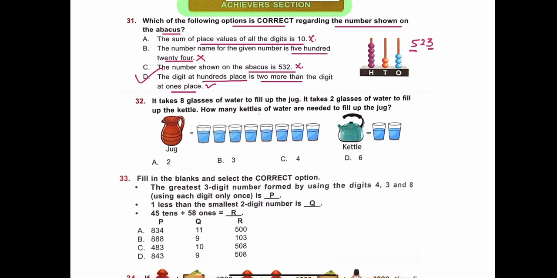Question 32. It takes 8 glasses of water to fill up the jug. So this is the jug and we need 8 glasses of this given water to fill it. It takes 2 glasses of water to fill up the kettle. Okay, so this is the kettle, it requires 2 glasses to fill up. How many kettles of water are needed to fill up the jug? So 2 glasses equal 1 kettle. So right here 1 kettle, then 2 kettles, 3 kettles and 4. So we require 4 kettles. Option C.